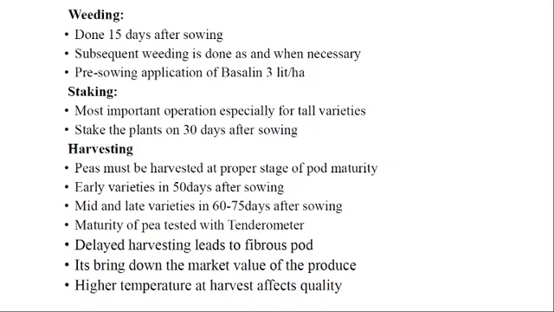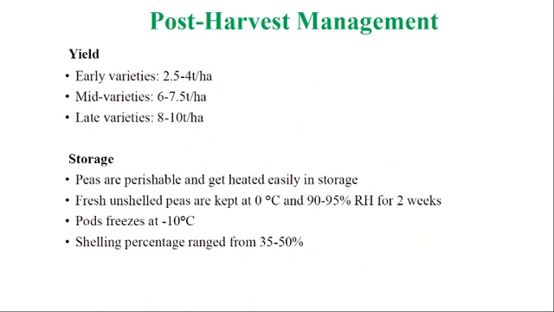Maturity of the peas is tested by the tenderometer. With the help of that, we will test the seed, whether it is completed, all the ingredients are available or not, or whether it is matured or immature. That will be tested by the maturity tenderometer. Delayed harvesting leads to fibrous pods, and it will bring the market value down. Higher temperature at harvest affects the quality of the plant.